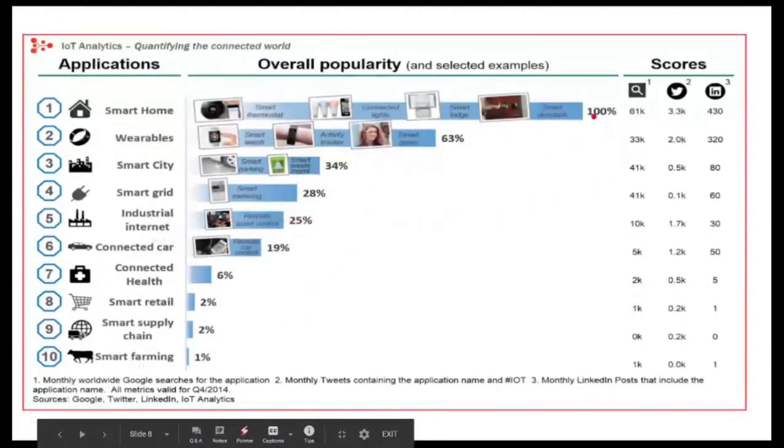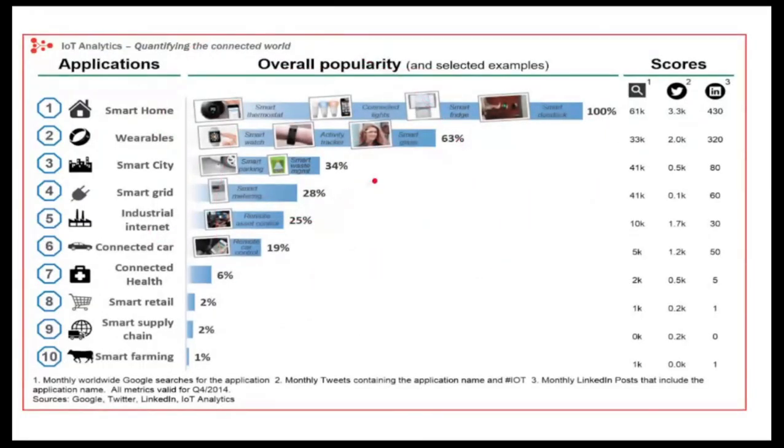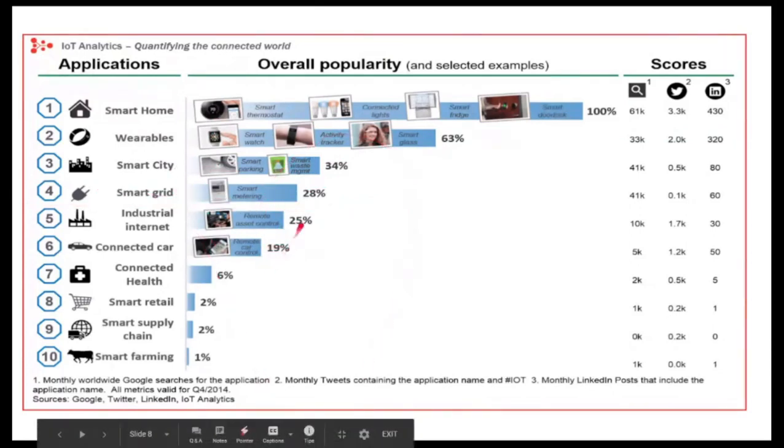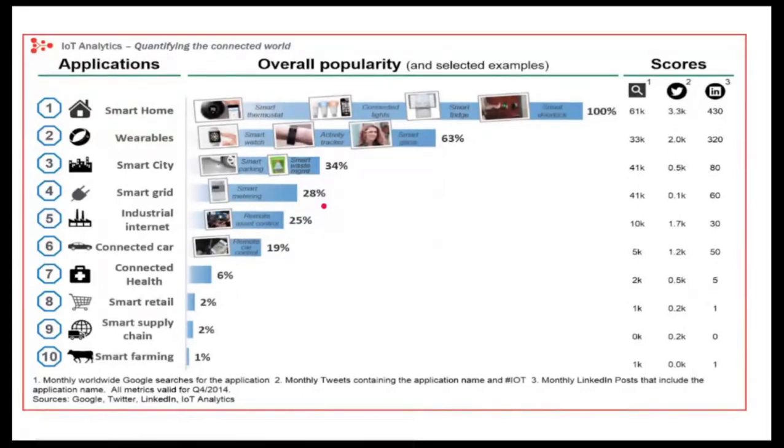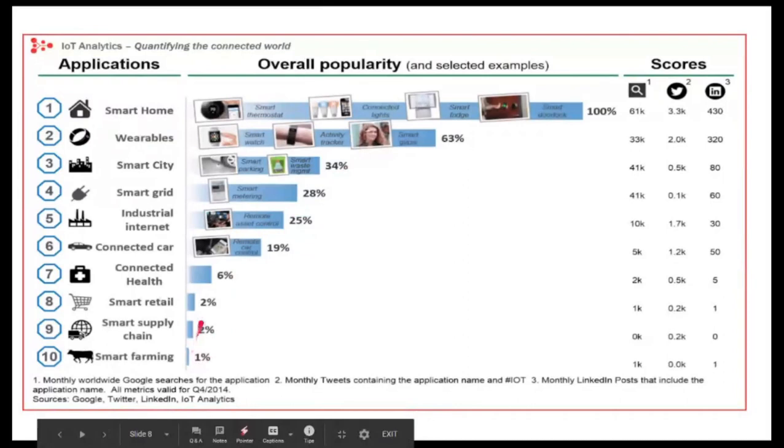So this is the strategy we have created on how much people use these applications in day-to-day life. In smartphone homes, we are using 100% of your applications. For wearables, 63%, smart city 34%, smart grid 28%, industrial internet 25%. This is based on a monthly worldwide Google search for the applications. These are the applications being used nowadays.